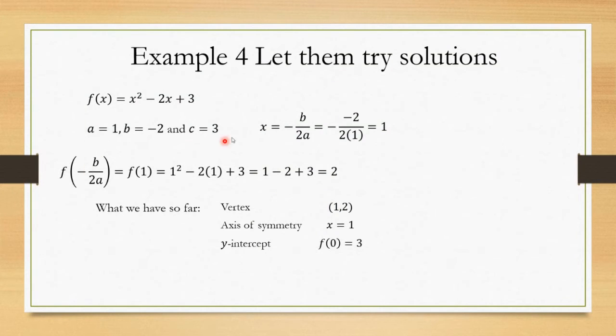Then f of this, right? So we're using the formula for the vertex that's on an earlier slide. So f of this is f of 1, right? That's what we have to calculate. And if you plug it in, you end up getting 2. So from here, we get the vertex, the point 1, 2. The axis of symmetry is 1.